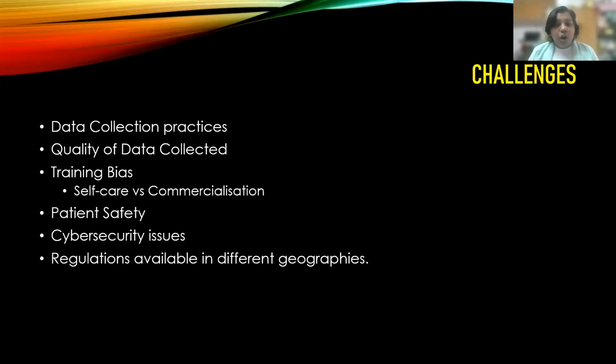And we had some challenges while doing this work, mainly the data collection practices, how we had collected the data, and the quality of the data we had received from the participants. And there is also a kind of training bias. Generally speaking, such research works have bias as to whether the training will be used for self-care or be commercialized. It also involves patient safety, but this was a very non-invasive camp involving anonymous procedures. Still, there are cybersecurity issues, and different geographies have different regulatory compliances.